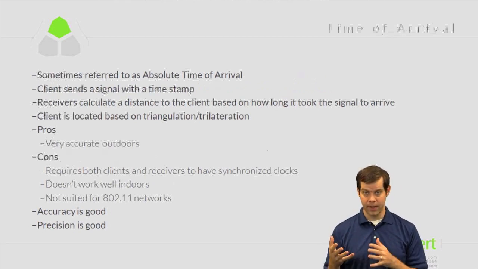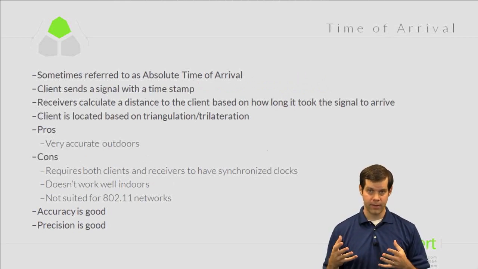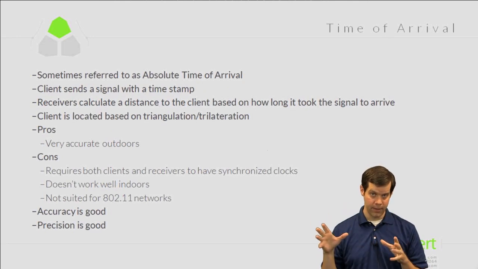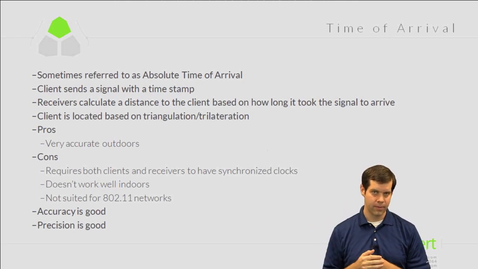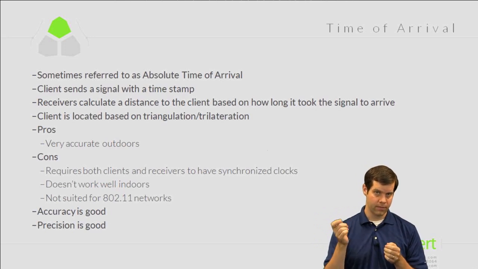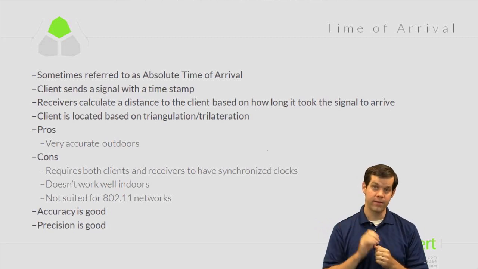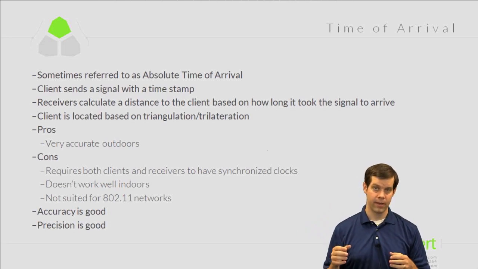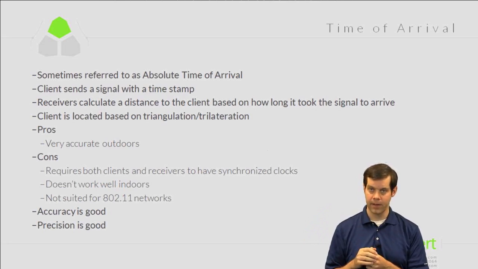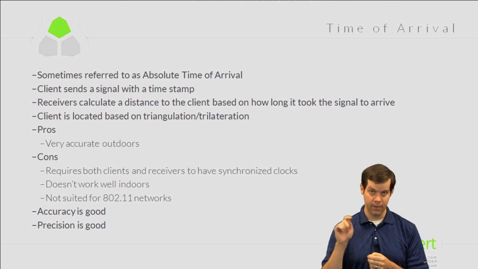Another method is time-based, so time of arrival, sometimes referred to as absolute time of arrival. The way that this works is that both the client and the APs themselves are all synchronized to some sort of a clock. So the client will send a packet of some sort, and it'll actually timestamp the packet with the exact time down to many decimals of a second of when it sent that packet. All of the APs or receivers that hear it will then look at the time they received it, compare it to the time stamp in the packet, and so then they know how long it took that packet to get from A to B.